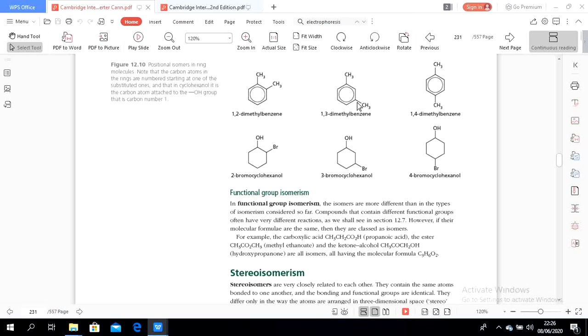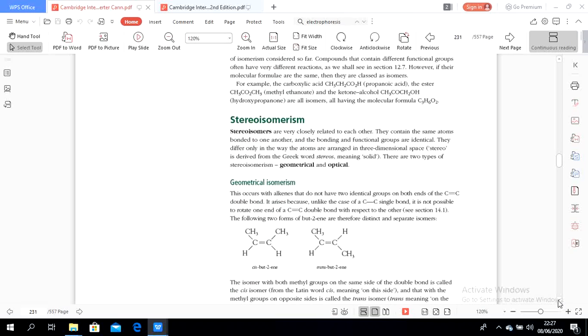So functional group isomerism means it has the same number of atoms but different functional groups. Like this structure of C3H6O2, one can become a carboxylic acid, and then an ester, and then a ketone alcohol. Now let's see the stereoisomerism.